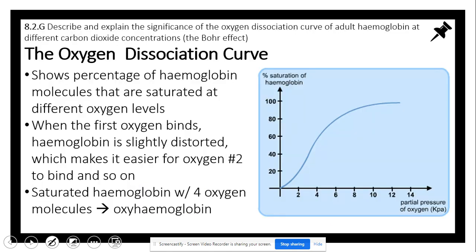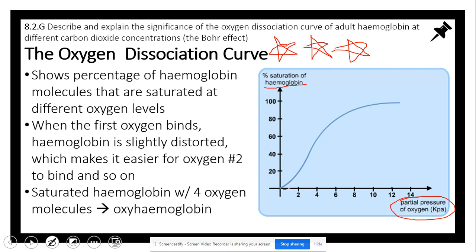Okay, so this is the oxygen dissociation curve. Isn't it beautiful? So this curve, and I'm going to give this 3 stars. Holy cannoli. So it shows you the percent saturation of hemoglobin, so how much of your hemoglobin is saturated at different partial pressures of oxygen. Partial pressure of oxygen is really just how much oxygen you have.